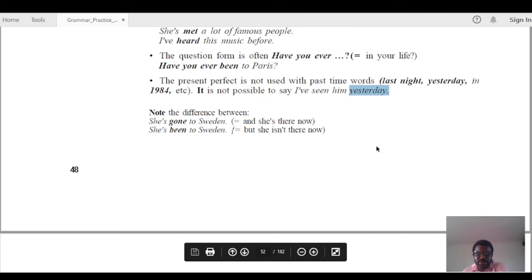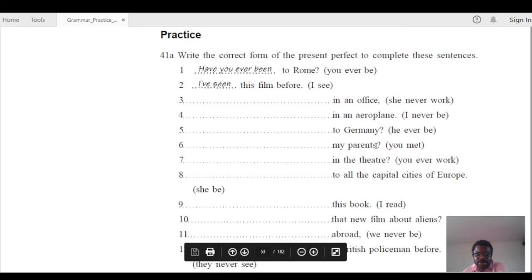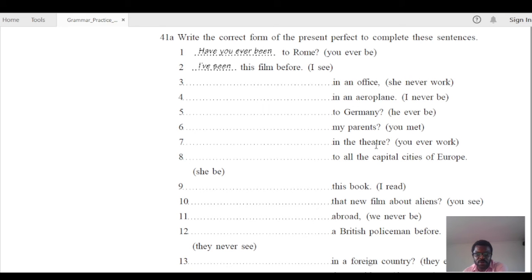Okay, I don't want to take it further than this, but I will let you do this exercise after watching this video. Write the correct form of the present perfect to complete these sentences. Have you ever been to Rome?